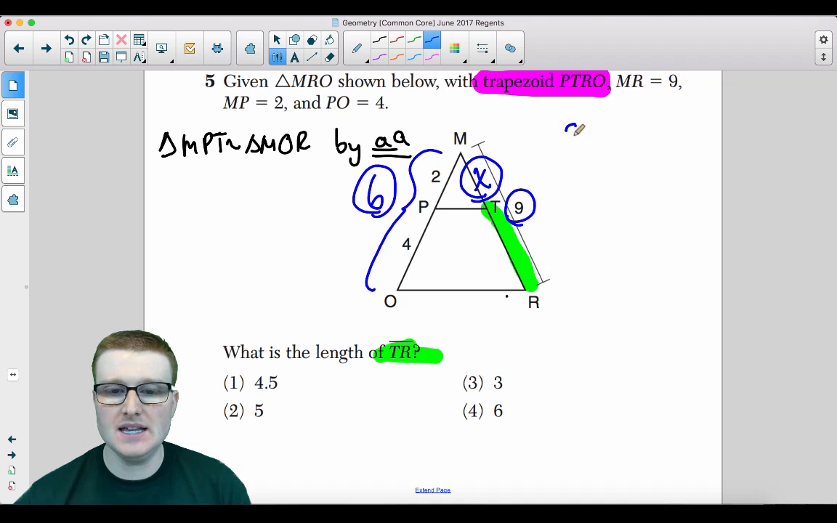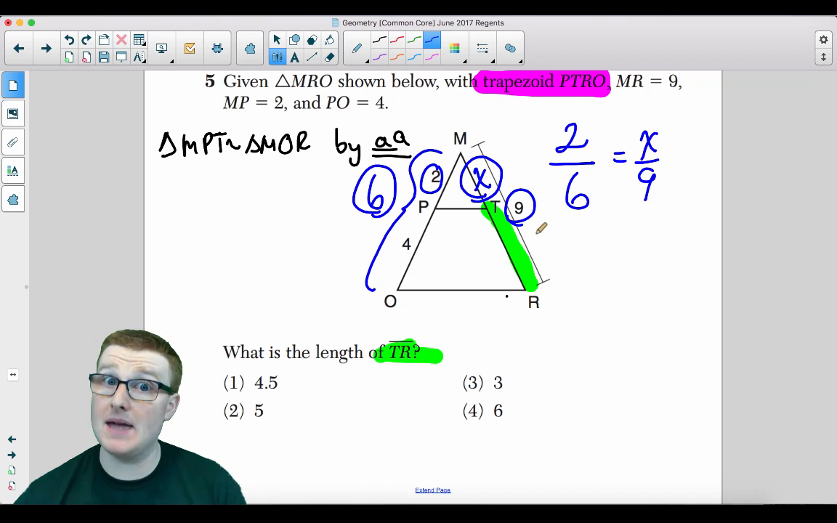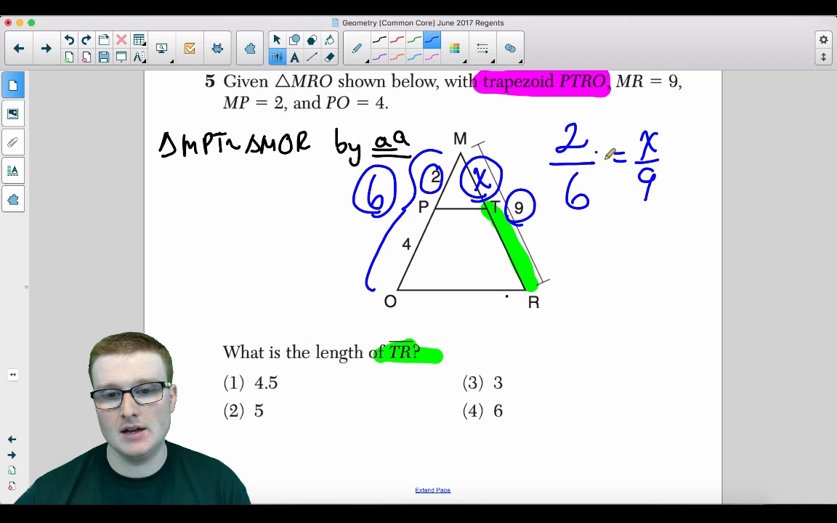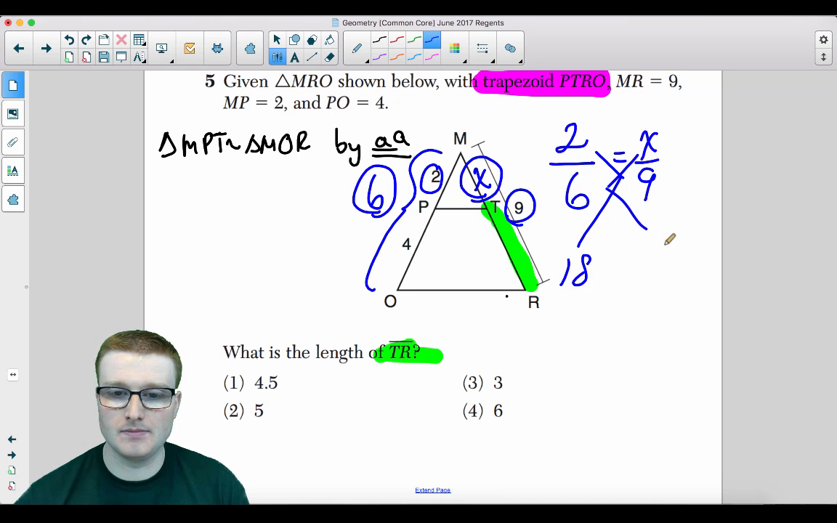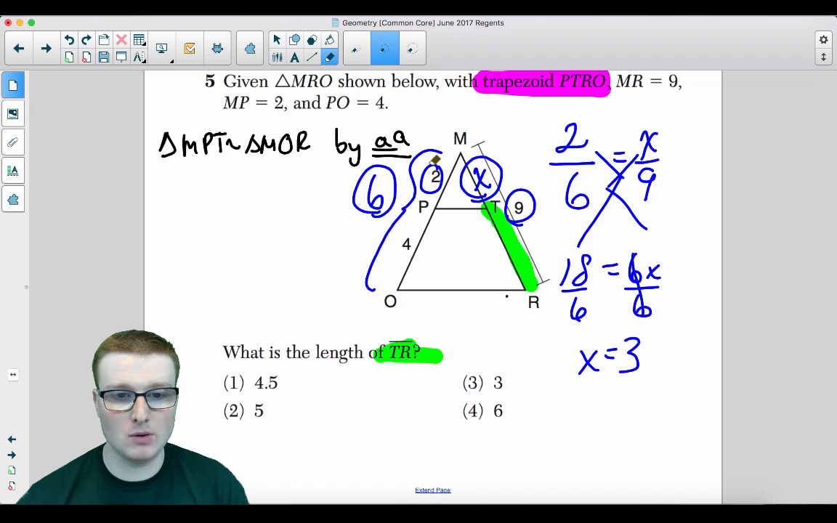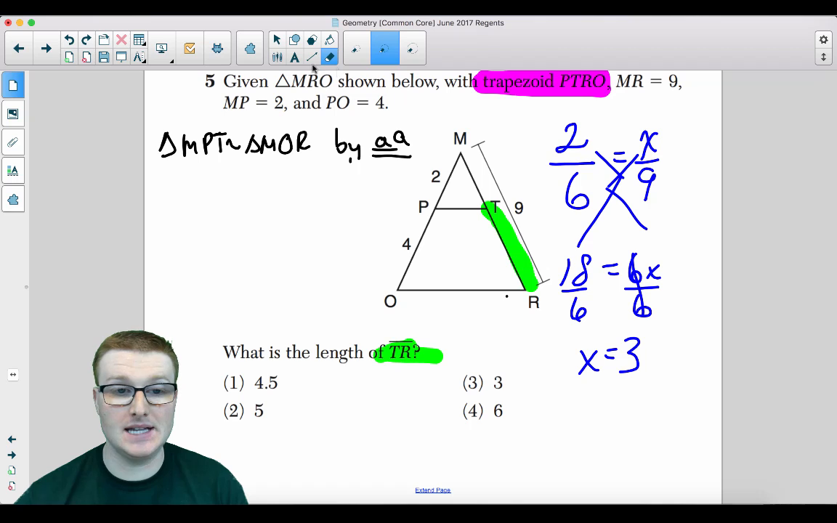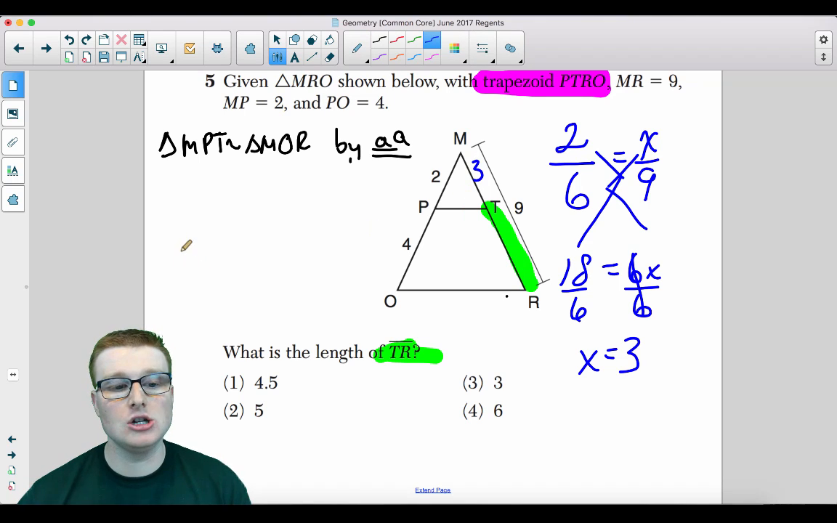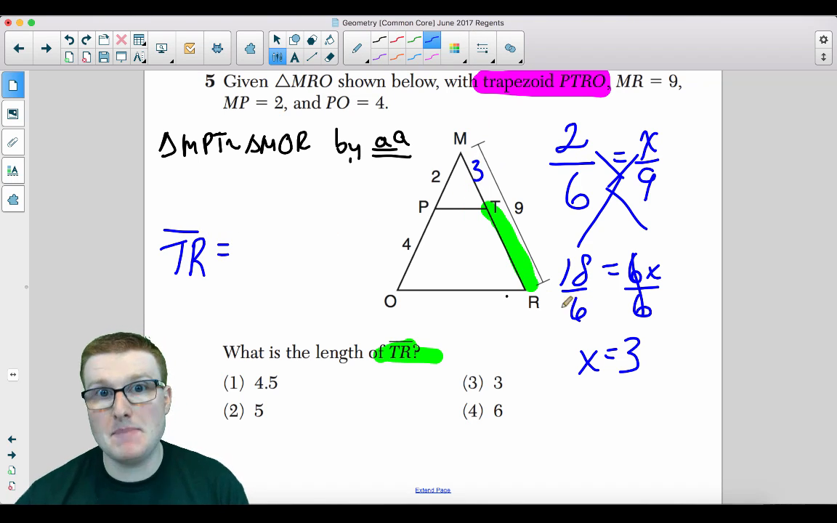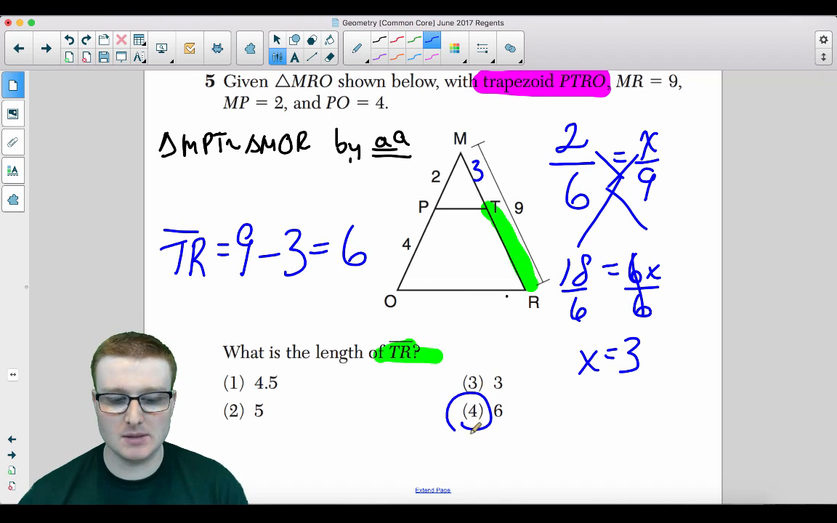So what we're going to do is set up our proportion. 2 is to 6 as x is to 9. Remember, that is small to big, small to big. Let's cross multiply and solve. So 2 times 9 is 18. x times 6 is 6x. Divide by 6 on both sides. x is equal to the number 3. But folks, remember what we just found. We did not solve for TR. We just solved for the length of MT. So MT is 3. So TR is really the big side, which is 9 minus the 3. Your answer is 6. So that's why it's going to be choice 4.